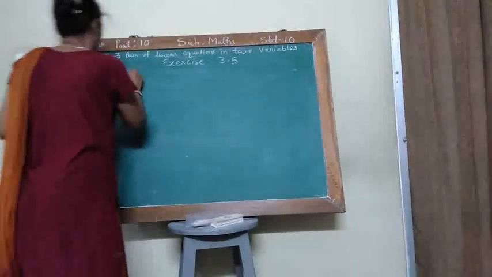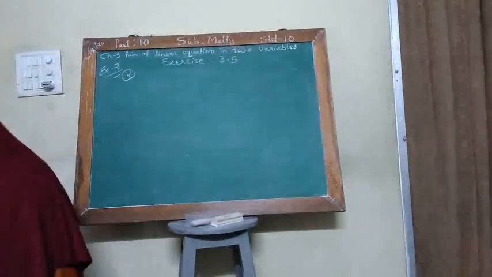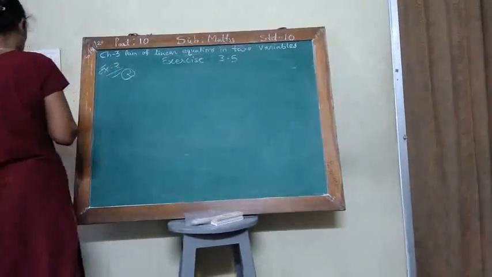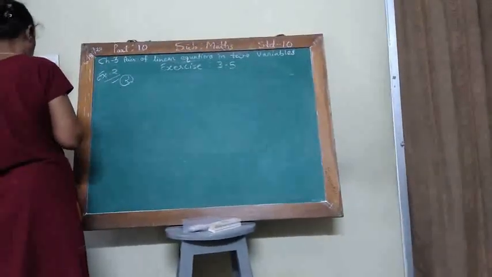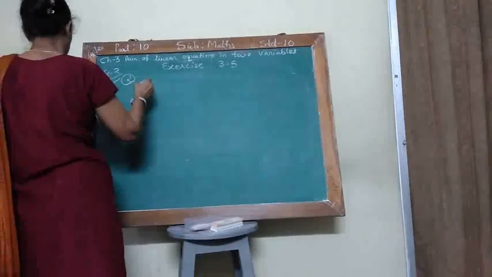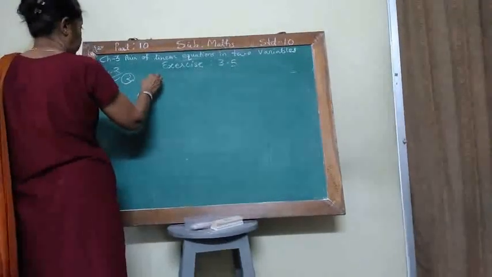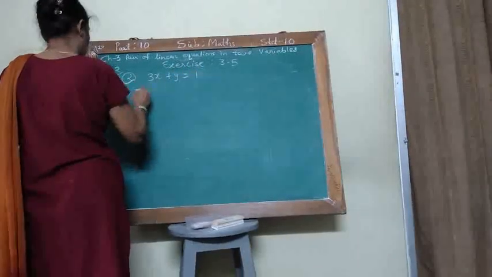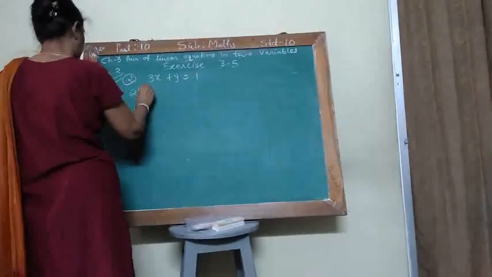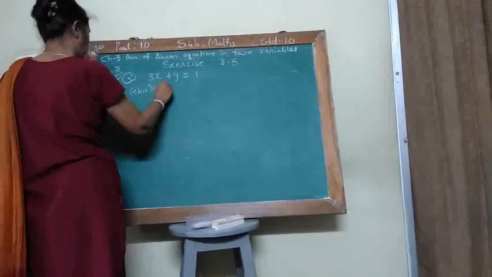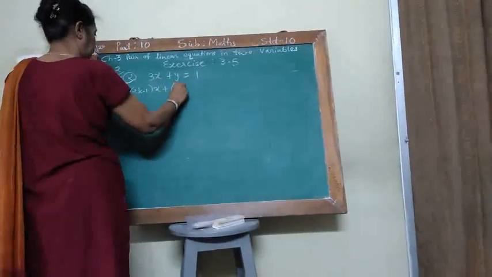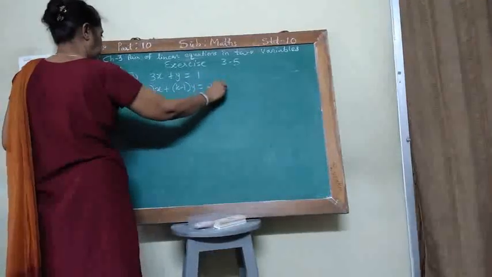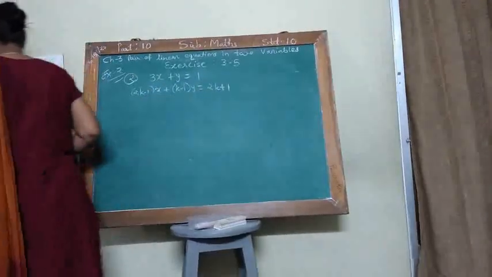Now second one of example 2. Second number, find which value of k if the following pair of linear equations have no solution. So equations are given like this, and they say that equations have no solution. Means they are parallel, means the graph if you draw parallel, no solution. Okay.